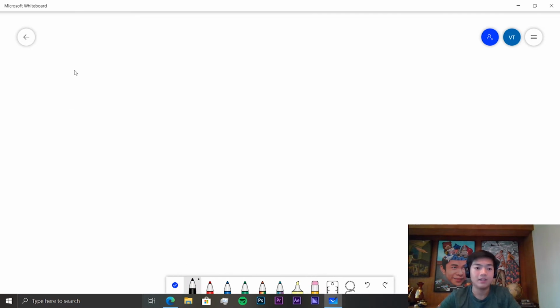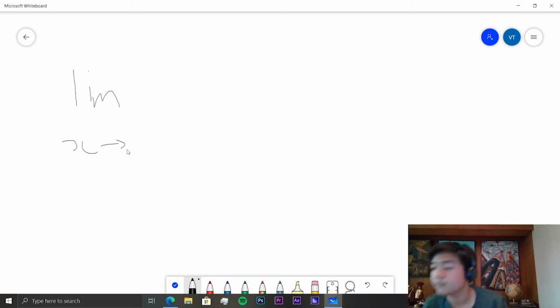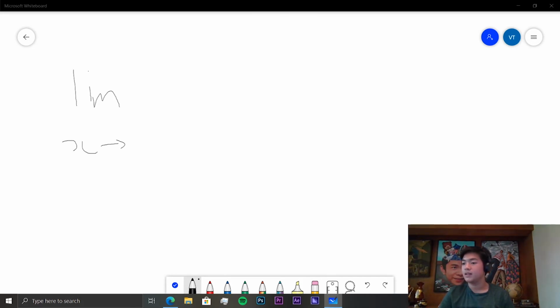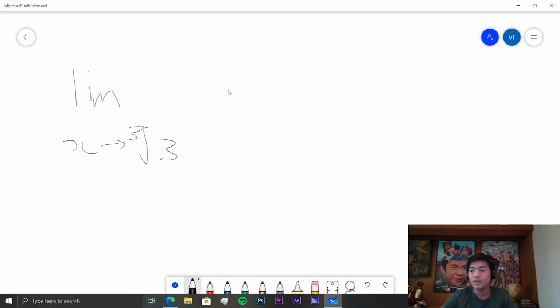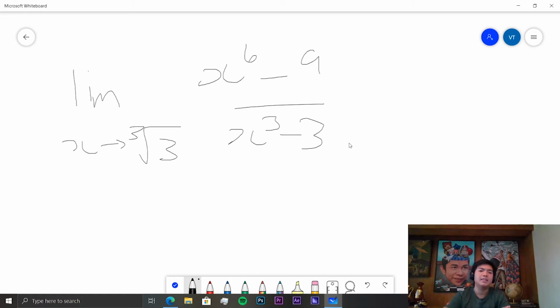We have the limit as x tends to, I need to zoom in. As x tends to root 3 of x to the 6 minus 9 over x cubed minus 3. And I would say this limit is not possible because, well, let's just check first, you know what. So this, actually no, this is possible.